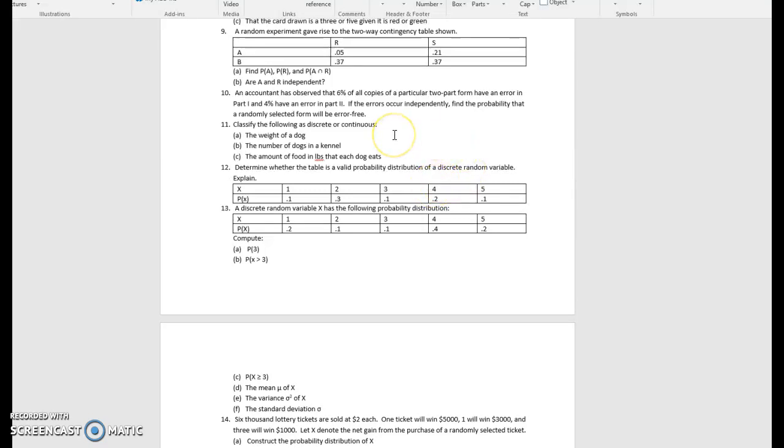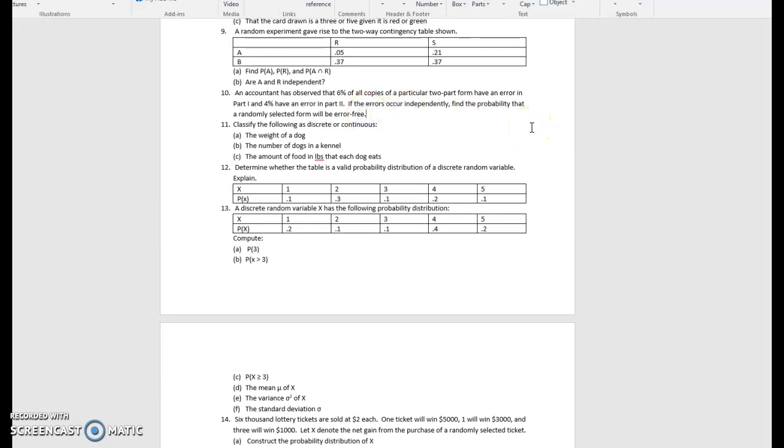We're on number 10 now, so let's take a look and go as far as we can here on this 15-minute video. An accountant has observed that 6% of all copies of a particular two-part form have an error in part 1, and 4% have an error in part 2. If the errors occur independently, find the probability that a randomly selected form will be error-free.